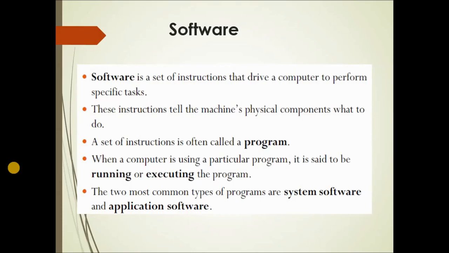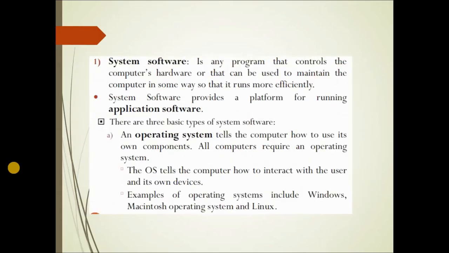The two most common types of programs are system software and application software. So different types of software are there. One is system software and one is application software. One more is utility software. Okay, so now see about the system software. System software is the software which controls the hardware. So that is the system software.